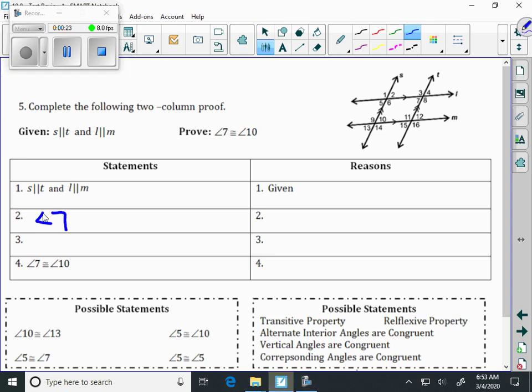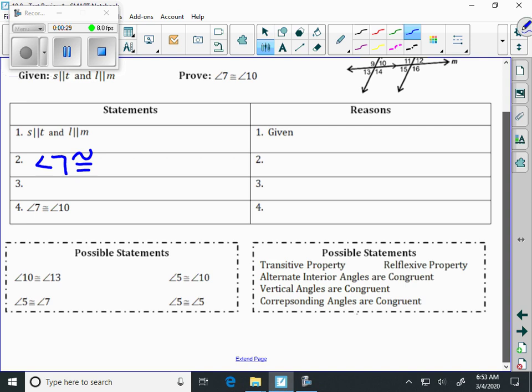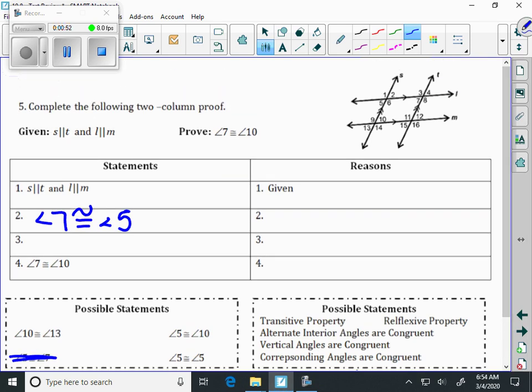And in this particular problem, we have a word bank, so I'm going to look down here at the possible statements, and what I see is that the only statement that's got angle 7 in it says angle 5 is congruent to angle 7. So I'm going to use angle 5 here. I know I wrote it in the opposite order. That's okay. It's still the same statement. So we've got angle 7 is congruent to angle 5.